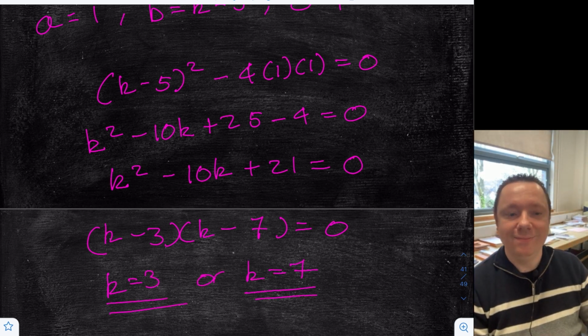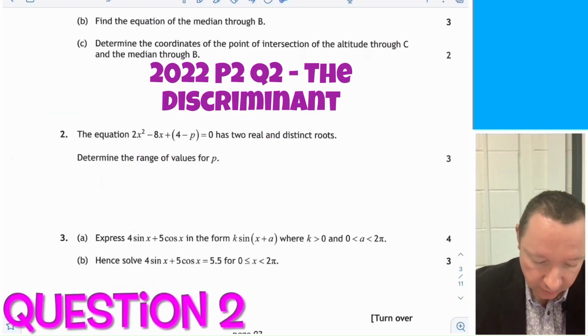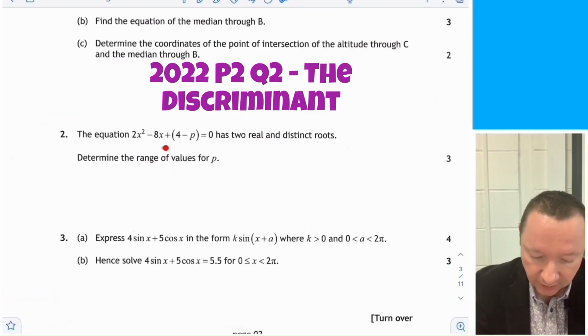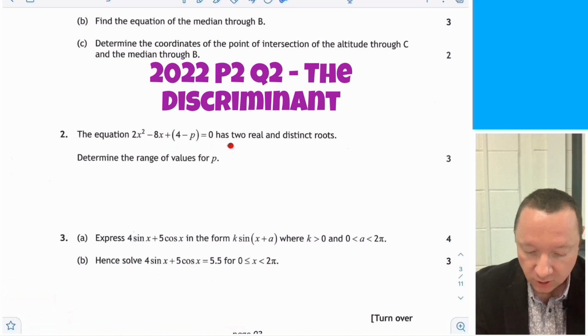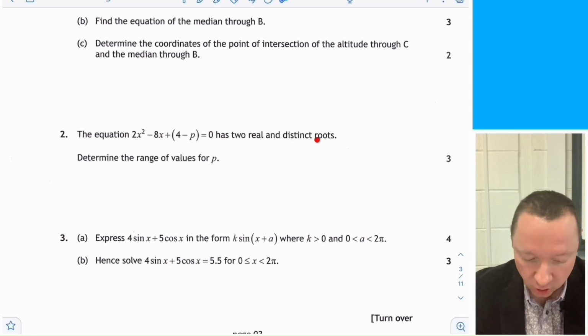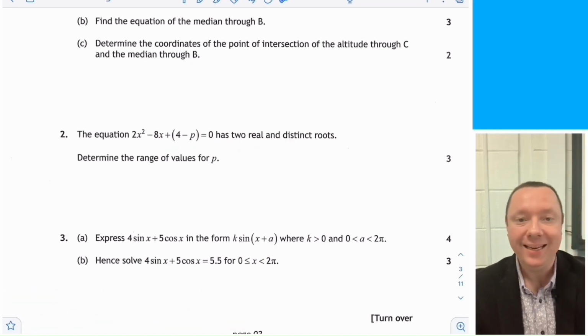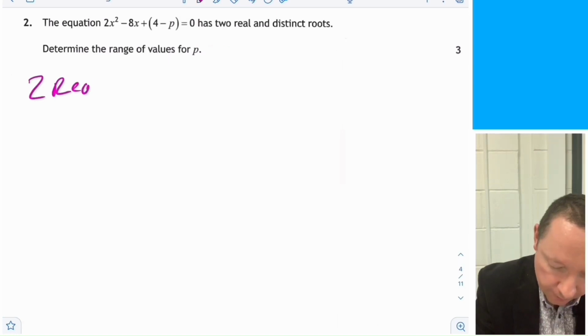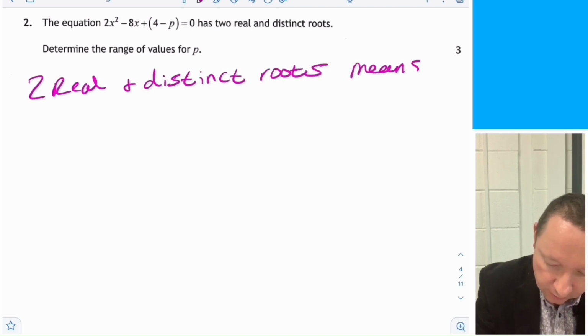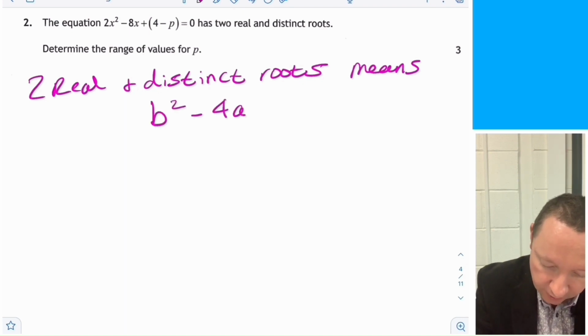And we're done there. Question 2 says, the equation 2x squared minus 8x plus 4 minus p equals 0 has two real and distinct roots. Determine the range of values for p. So two real and distinct roots means that the discriminant, in other words b squared minus 4ac, has to be strictly greater than 0.